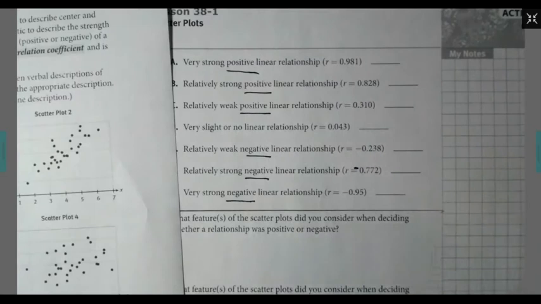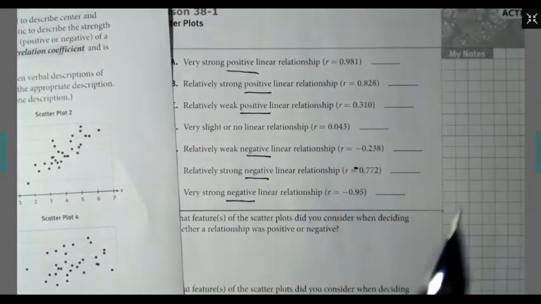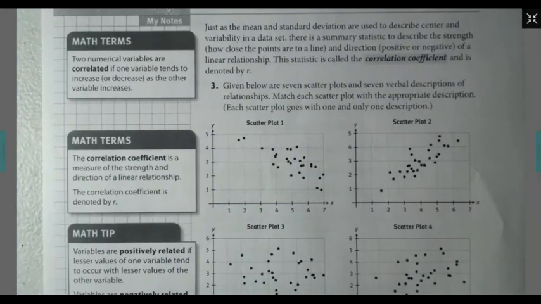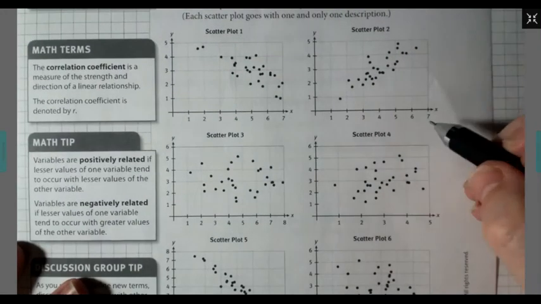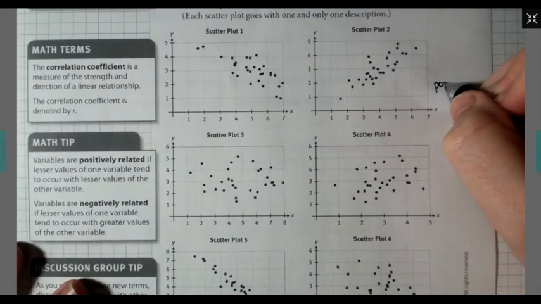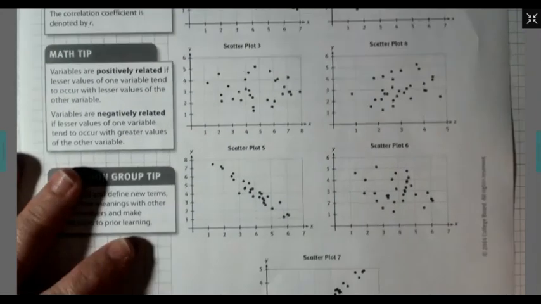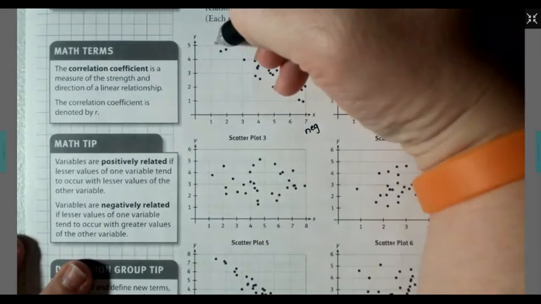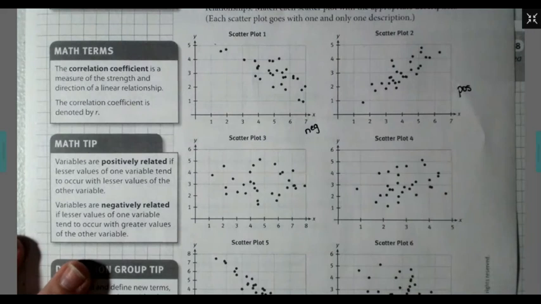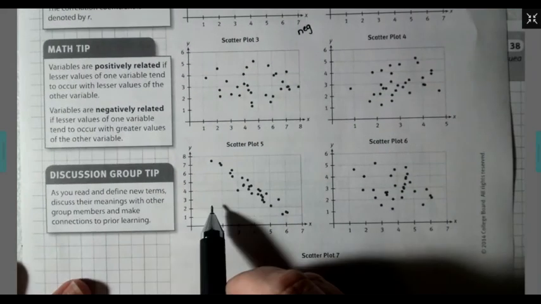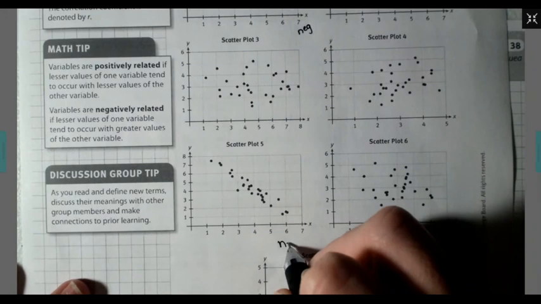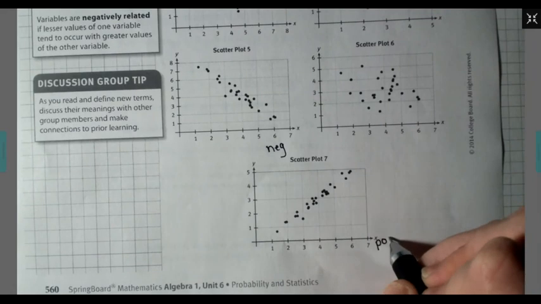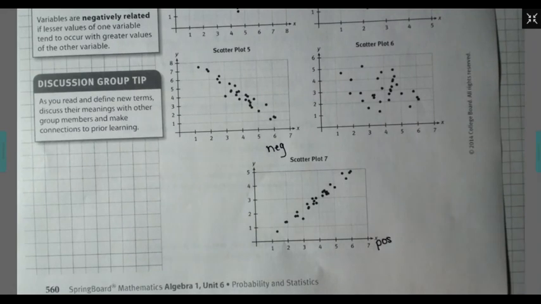So I'm looking for a very strong positive linear relationship. Strong positive. Well, this is clearly positive. I'm not going to say it's strong, but it's positive. This one's definitely negative. Not strong, but negative nonetheless, because it looks like it's going downward. Here I've got a very strong negative. And on this plot 7, I've got a very strong positive here.